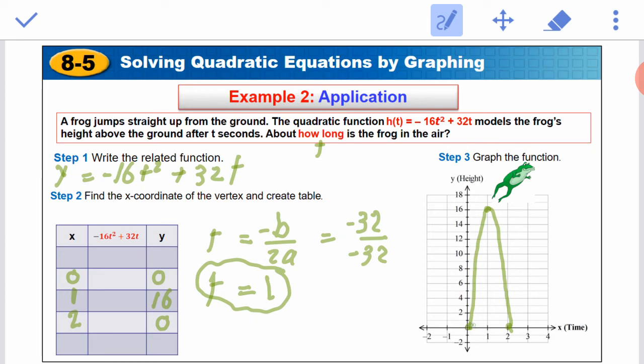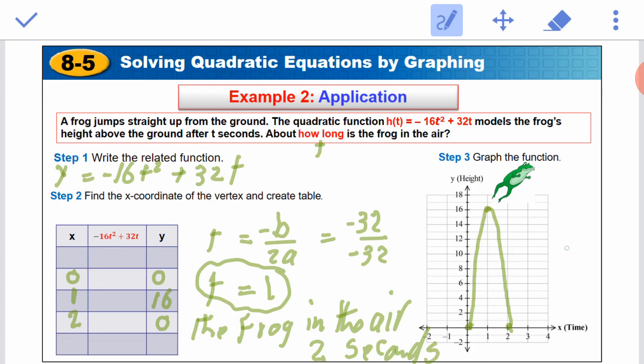So the frog jumps at 0 when the time is 0, and it lands again on the ground when it's 2 seconds. So how long does it take this frog to be in the air? It's 2 seconds. So my answer, how long is the frog in the air? The frog is in the air 2 seconds. It takes this frog 2 seconds to perform this nice jump.